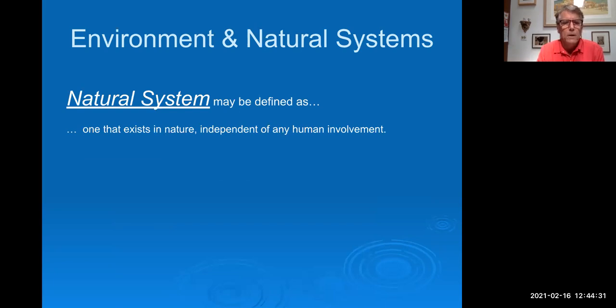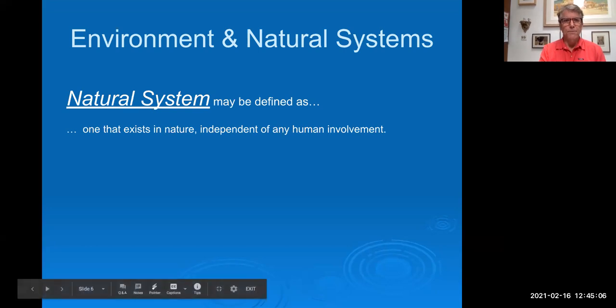Natural system. A natural system is one that exists in nature independent of any human involvement. So a natural system has nothing to do with humans. The canal would not be a natural system, even though natural things live in it, because it was dug by man. The Potomac River is a natural system because it was there before man ever arrived.